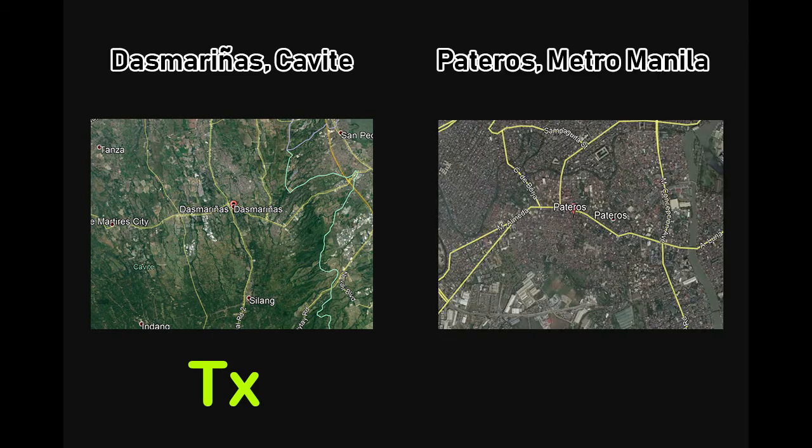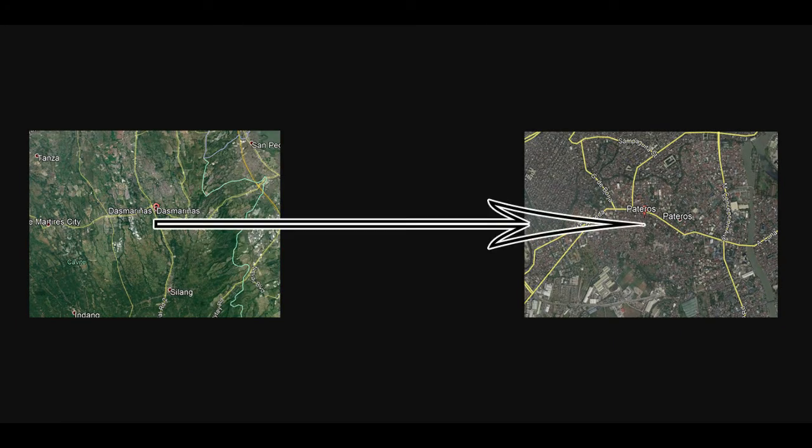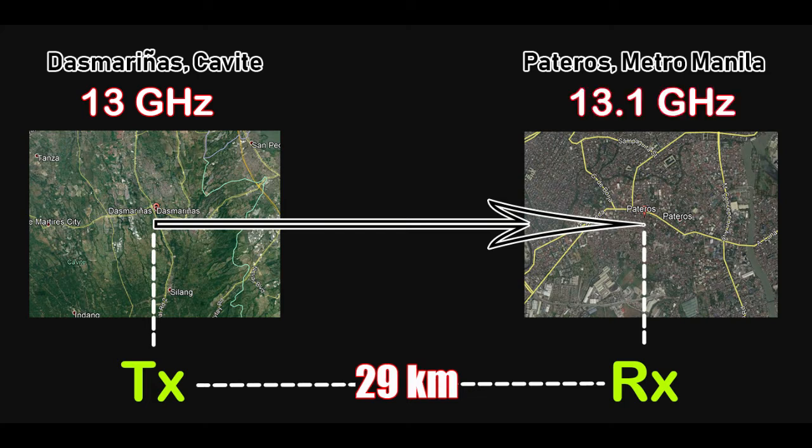I chose Dasmariñas Cavite as my transmitter while Pateros Metro Manila as my receiver. The distance or path length from Dasmariñas Cavite to Pateros Metro Manila is 29 kilometers. Since my path length is 29 kilometers, which ranges between 15 kilometers to 30 kilometers, the frequency I will be using is 13 GHz. Then I'll have 13 GHz and 13.1 GHz as the frequencies for Dasmariñas and Pateros respectively.